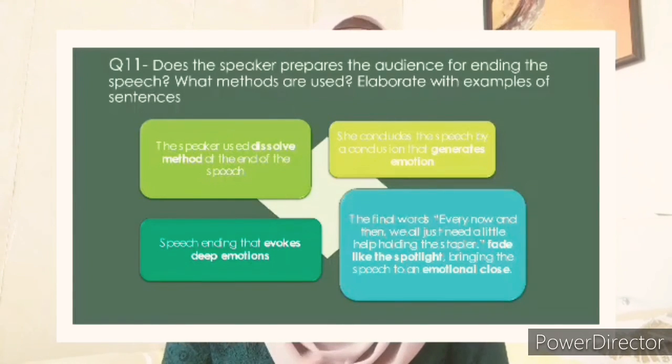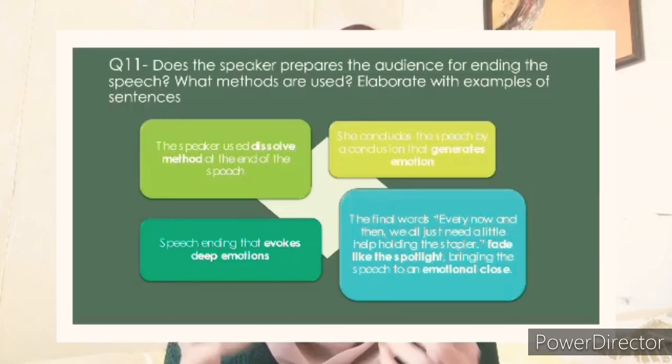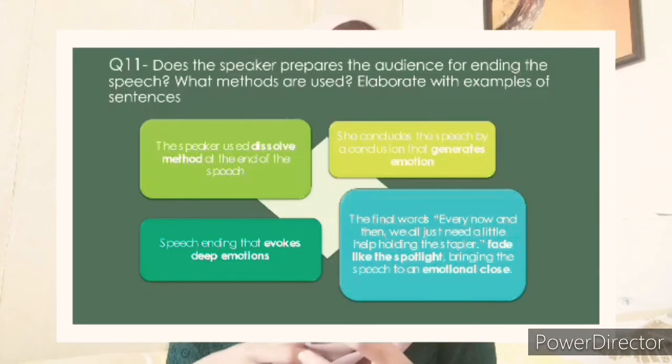The speaker used the dissolve method at the end of the speech because she concludes the speech with a conclusion that generates emotional appeal by fading step by step to a dramatic final statement. For example, in her speech, she spoke about the chain that hangs in a classroom. She said those links hang over our heads for the entire four years that our students walk our halls.